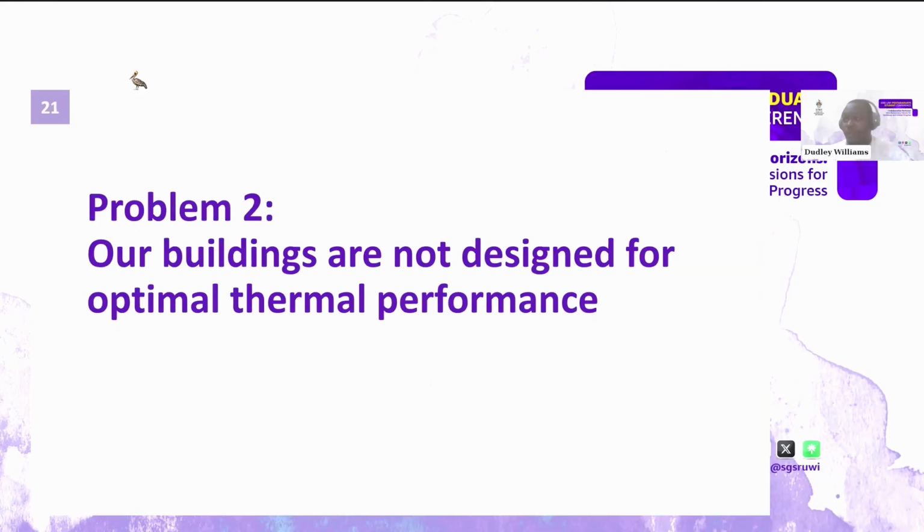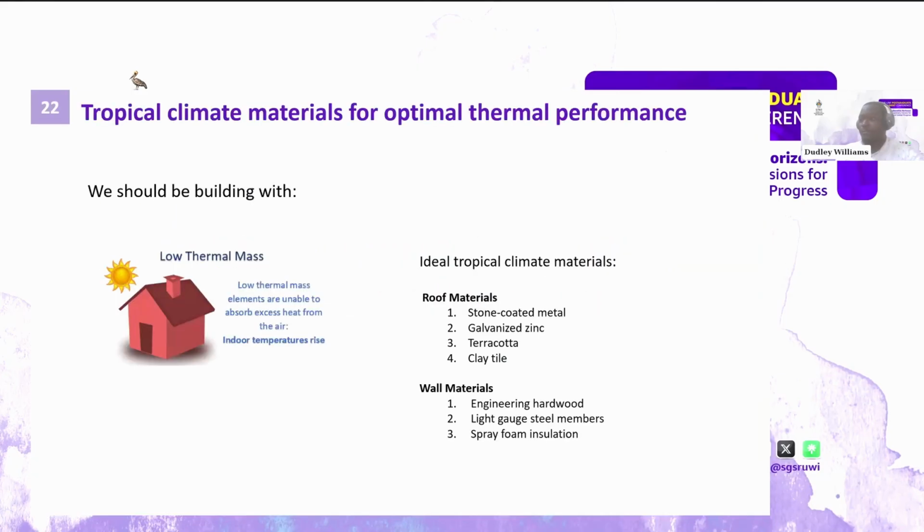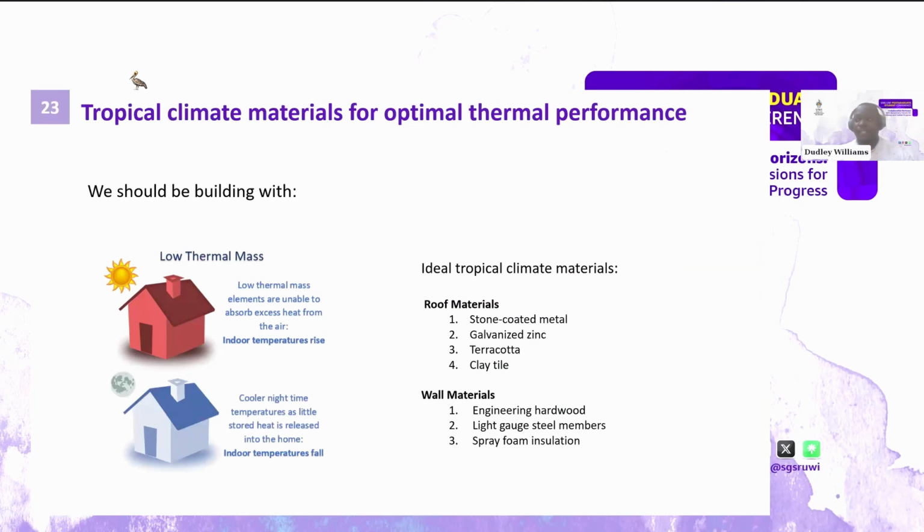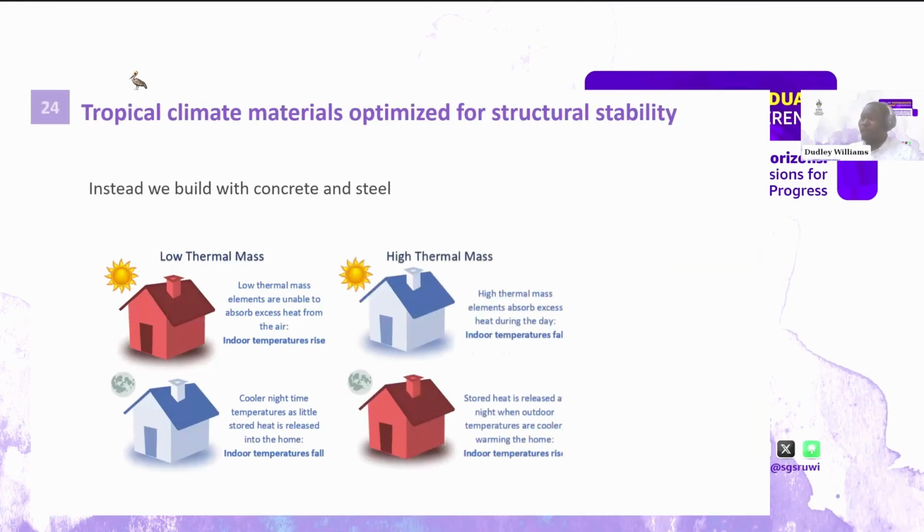Our second problem is our buildings are not designed for optimal thermal performance. Take example here, a tropical climate would normally require low thermal mass materials, and these materials allow for heating up quickly and cooling down fast. And therefore, you have this cooling heat, it's hot in the day, but at nighttime it's a little cooler. However, we are building our buildings mostly with high thermal mass materials such as concrete.